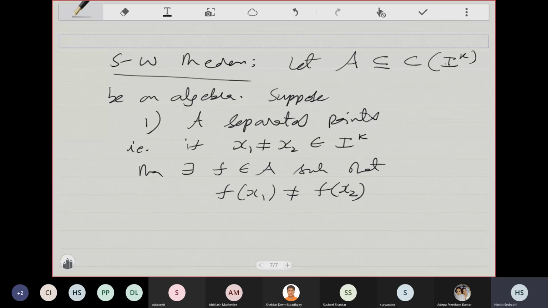This certainly happens for polynomials, right? I'll leave it to you to think why it's true. This, and the next one, are obvious for polynomials, if A happens to be the algebra of polynomials.